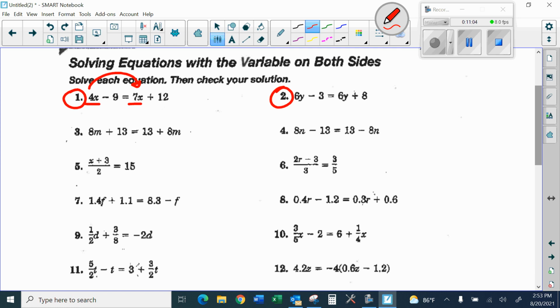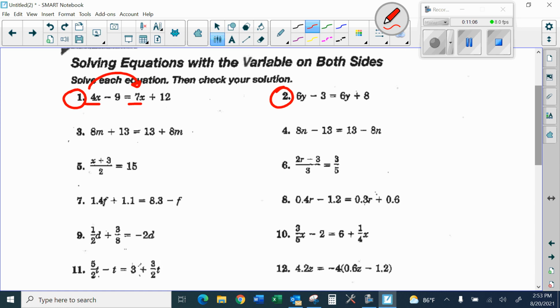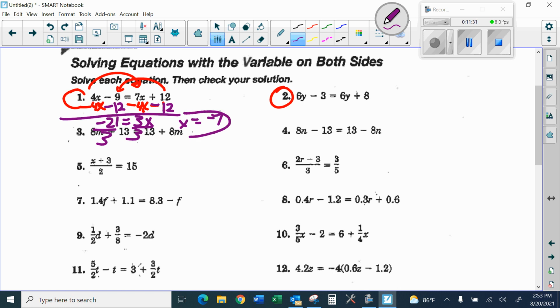So even though these are underlined, it's not a division. Okay, so I'm subtracting the 4x across, which means the constant has to go to the other side, so I'm subtracting, we'll change that color, subtracting the 12. 3x equals negative 21. Divide by 3 on both sides. Okay, x equals negative 7.